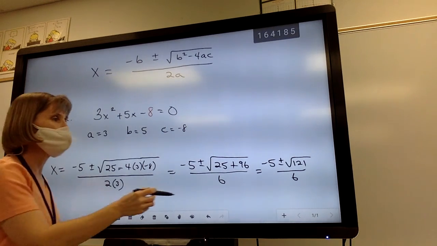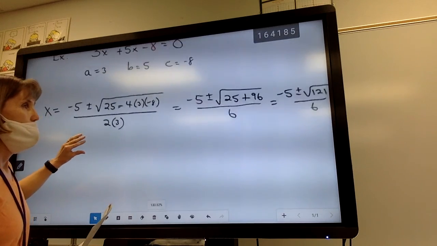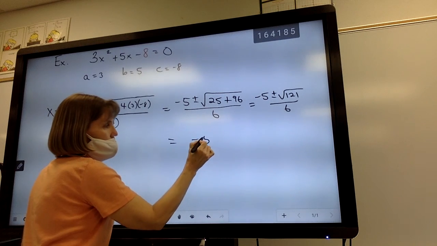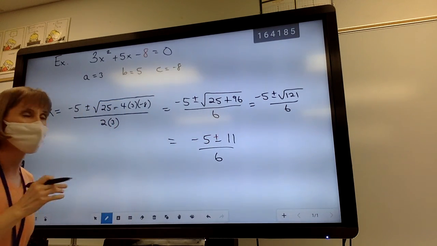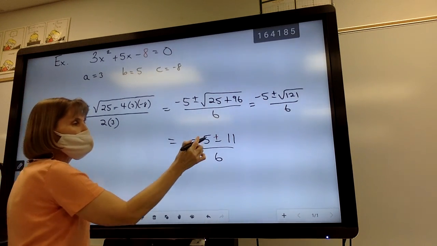What's the square root of 121? 11. So this is going to equal negative 5 plus or minus 11 over 6. And I want you to simplify your answer. When the radical's gone, you should be able to simplify this.